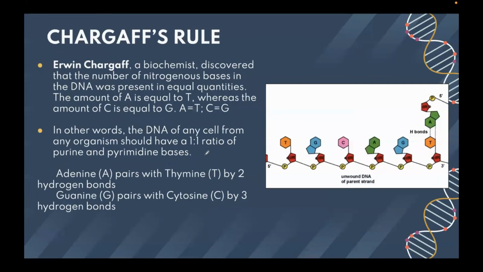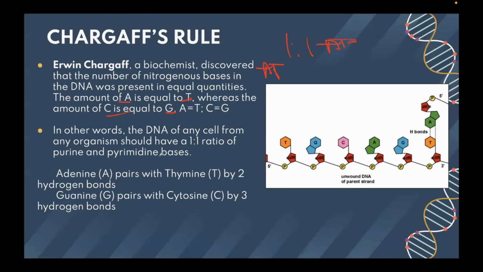Next, according to the scientist Erwin Chargaff, a biochemist, Chargaff's rule states that the number of nitrogenous bases in DNA is present in equal quantities. So, ibig sabihin, ang ratio nila ay 1:1. The amount of A is equal to the amount of T, according to their pair. Di ba, lagi silang magka-pair. Whereas the amount of C is equal to the amount of G. Okay, parang sinulat lang niya: A is to T is equal to C is to G.